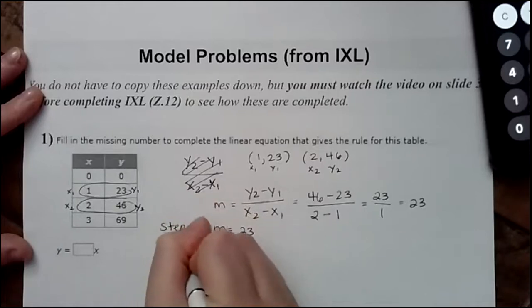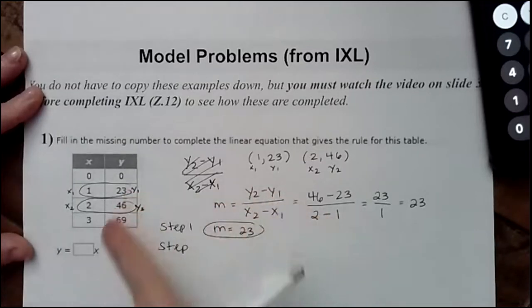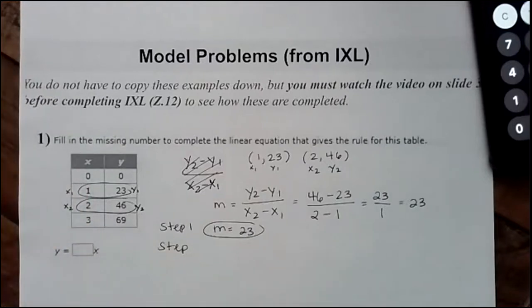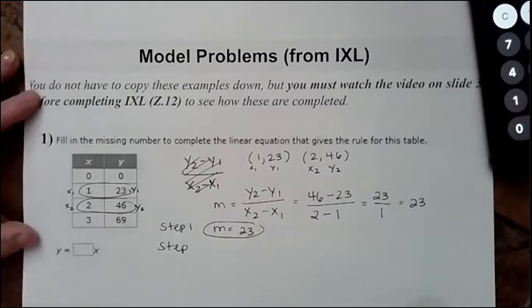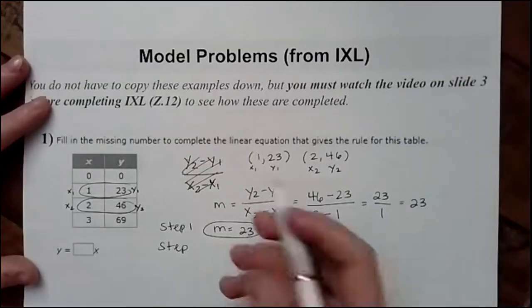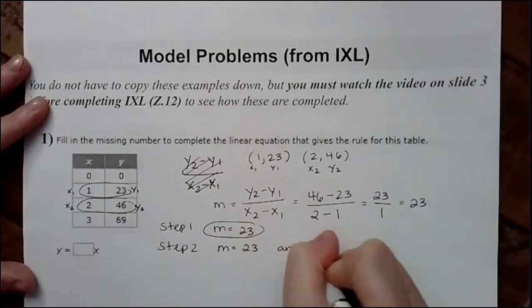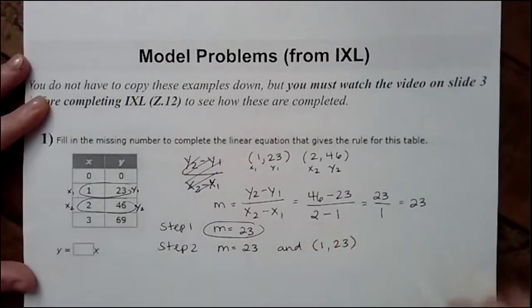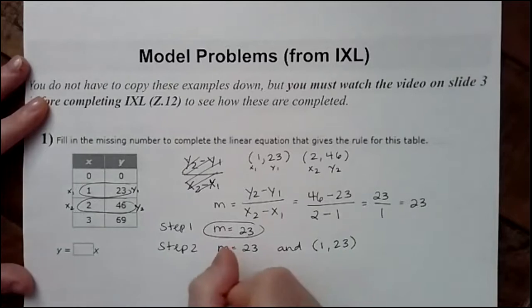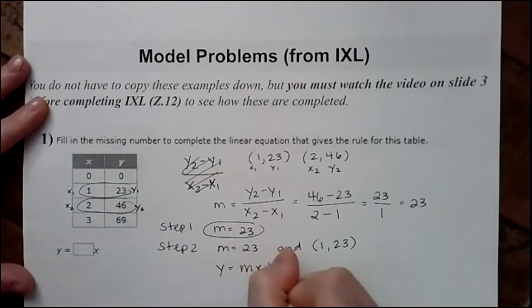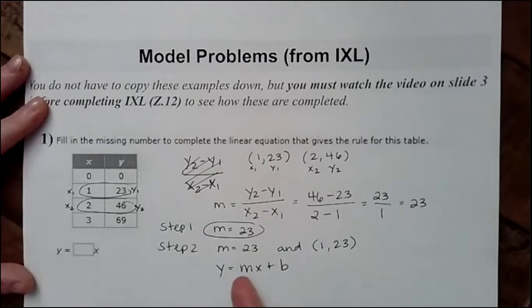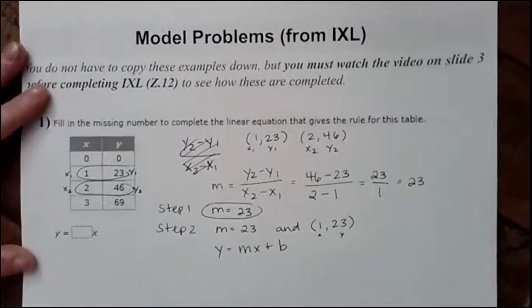Step 2 is to use the slope and one of the points. You honestly could use any, but I like to just use a repeat one. And I always like to pick the first one, so I'm repeating the same steps over and over, okay? So I'm gonna use step 2, I'm gonna say m equals 23, and I'm gonna use 1 comma 23, okay? Now I know that the formula is y equals mx plus b, okay? In this case, I have an m, I have a y, and I have an x, right? This is my x, and this is my y, okay? So I'm simply going to plug in.